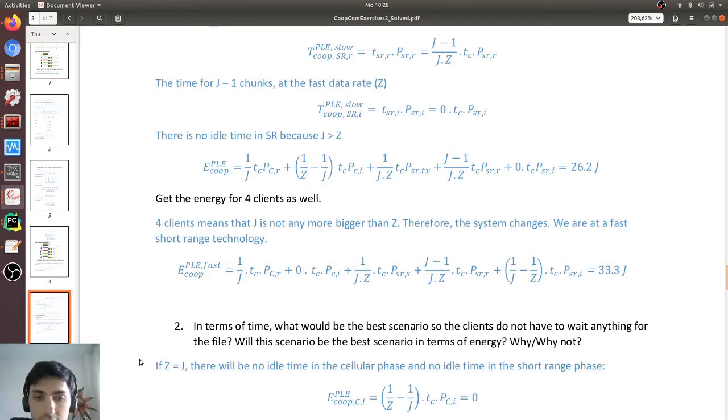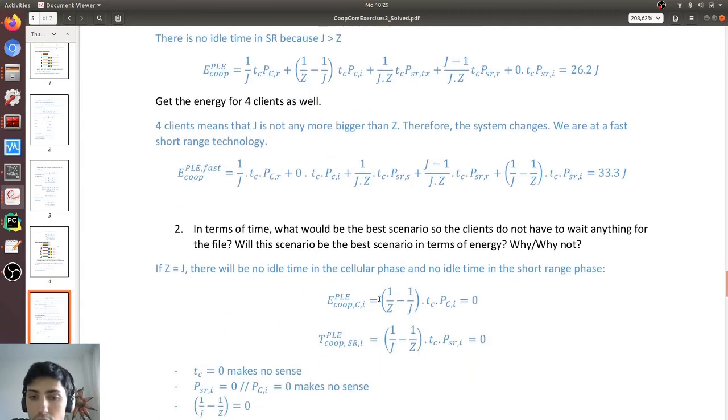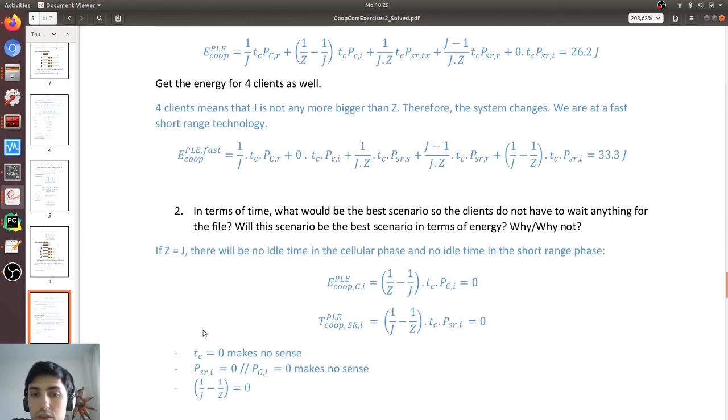So, if z is equal to j, there will be no idle time. That is the idea, right? Because the idle time comes from the difference in time of sending and receiving in the cellular network, and also sending and receiving in the short range network. So if z is equal to j, as I said, there will be no idle time. So this means that the idle in both of them is 0.